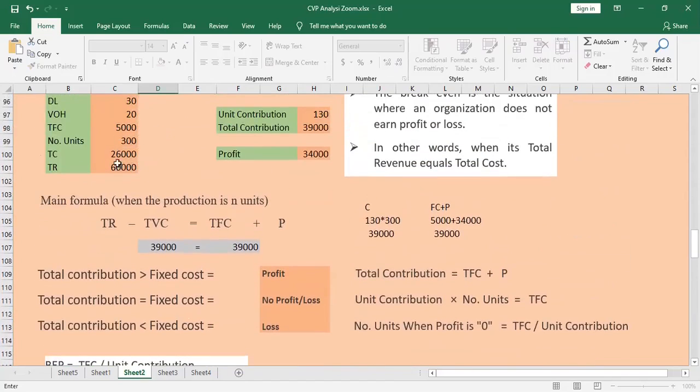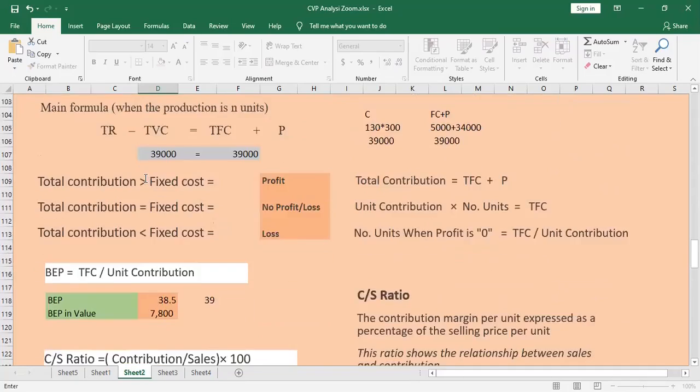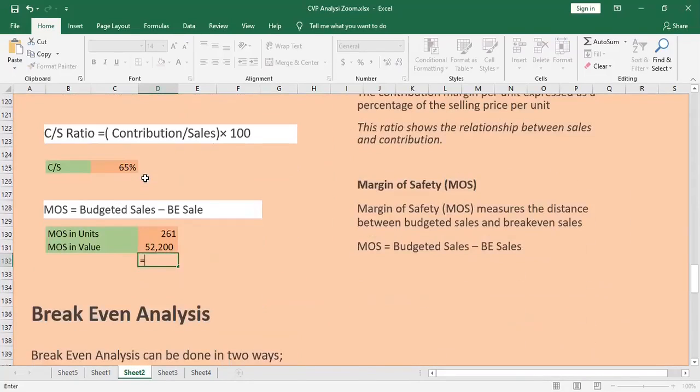Now what is the total revenue here? 60,000. So here you get 60,000 minus 7,800. You are getting the same thing. Either you can multiply the margin of safety units by the sales price, or you can get the total revenue and remove the break-even sales.